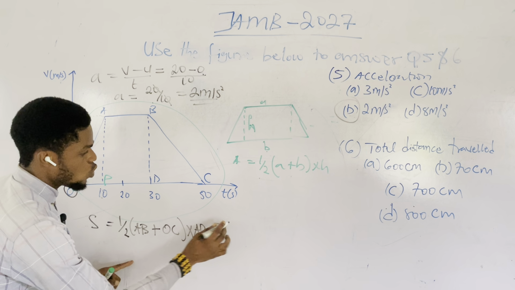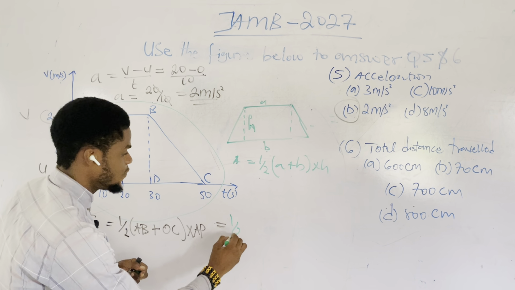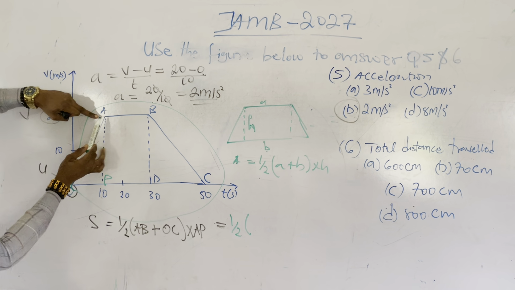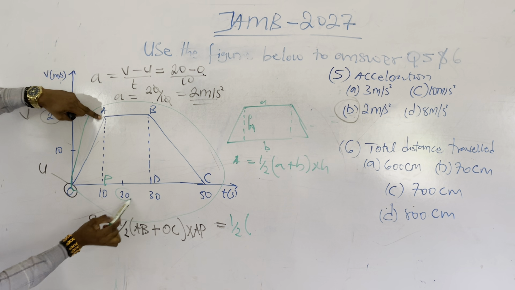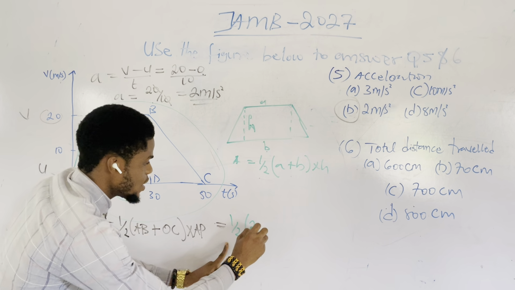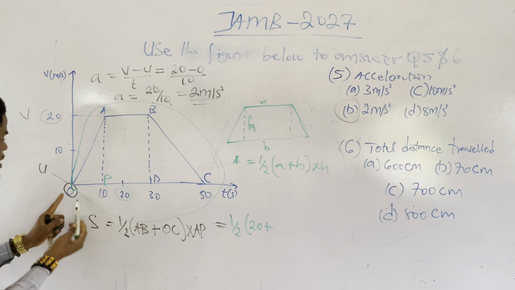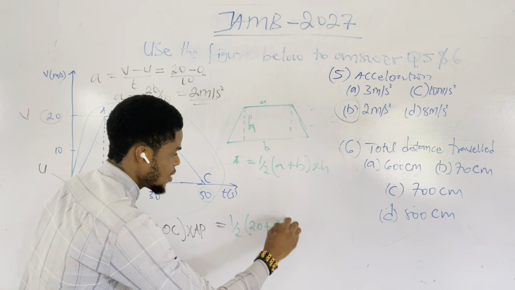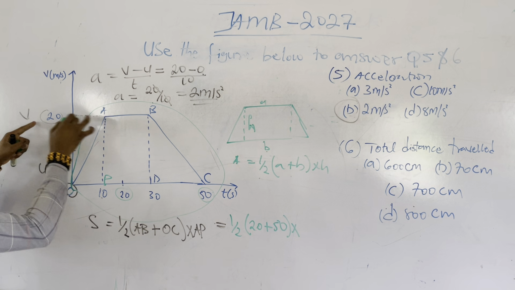So this will be equal to half. What's the value of AB? The value of AB means the distance from this point to this point, and it is 20. And what is our value of OC? OC means the journey from this point to this point, which is 50. And what is our height? The height here is 20.